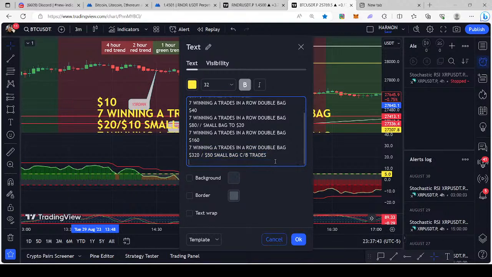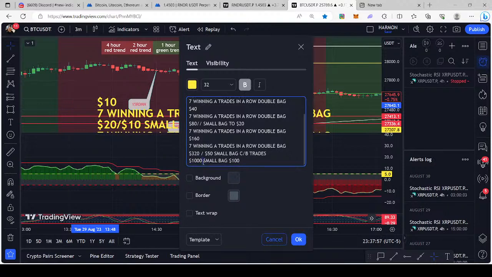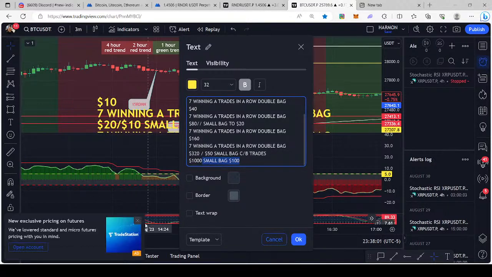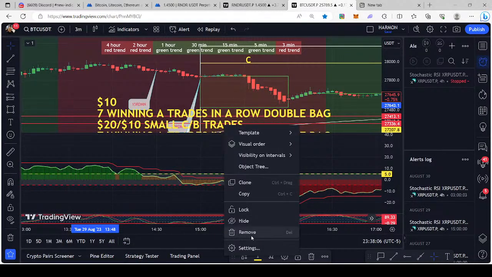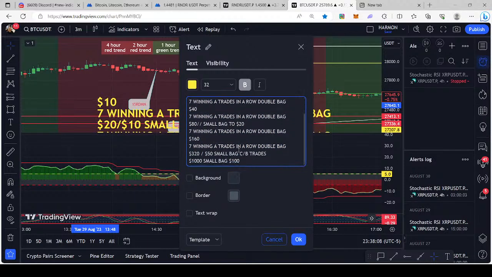Now, when you get to $1,000 for your main bag, you then make your small bag $100. You only double the small bag when you double your big bag. So when you double your big bag from 1,000 to 2,000, you'll then double your small bag to 200, and that's where you'll keep that small bag, right?